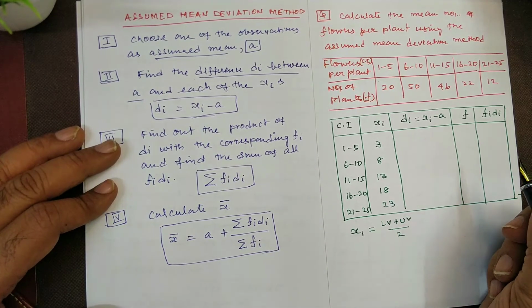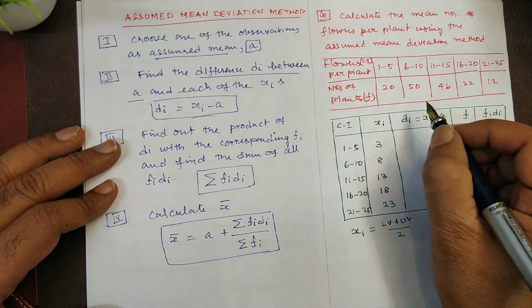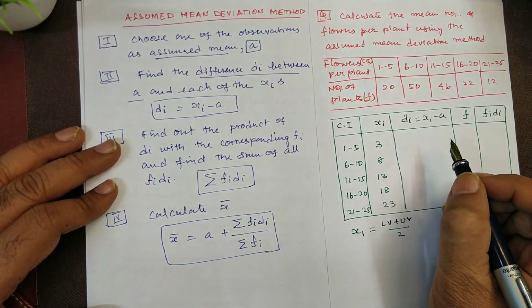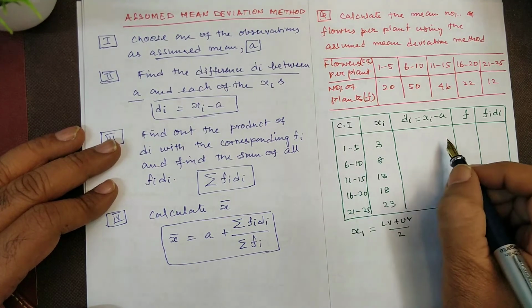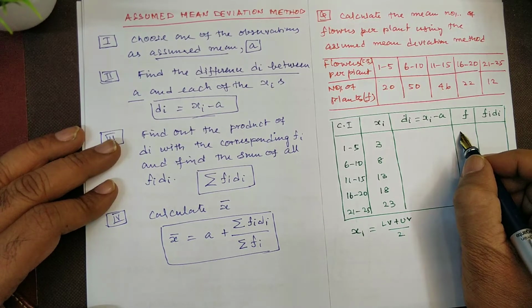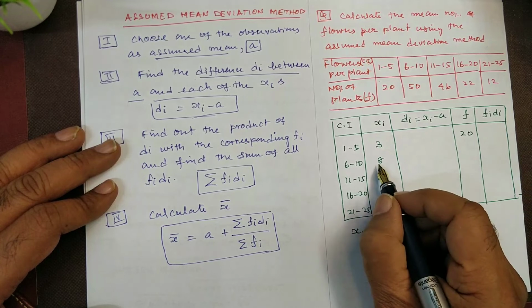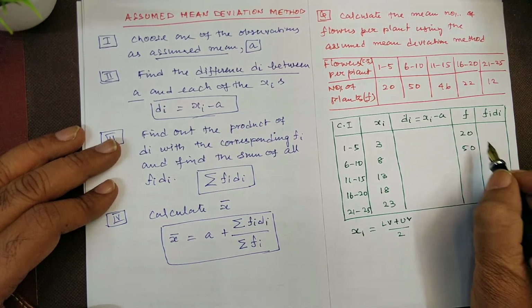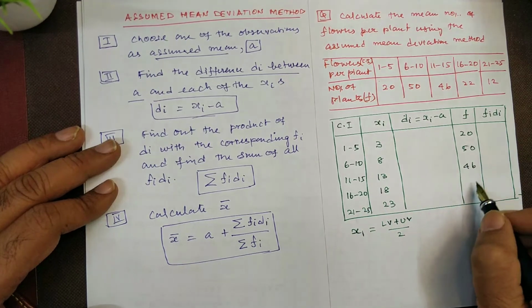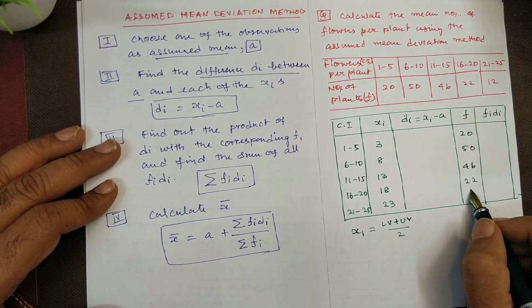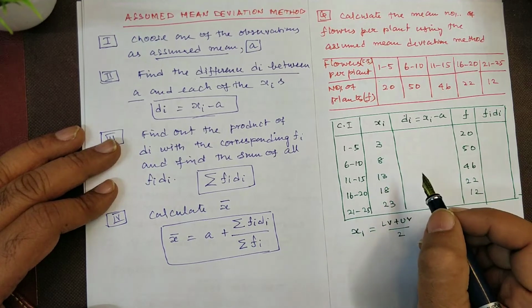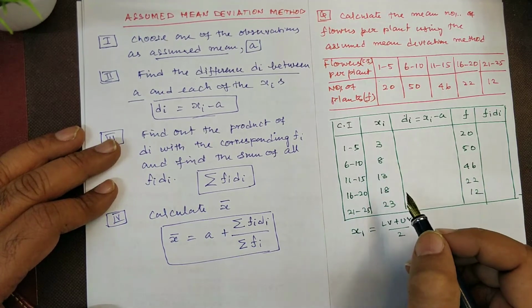Then the respective frequencies: 1 to 5, 20. 6 to 10, 50. 11 to 15, 46, and this is 22. This is 12.